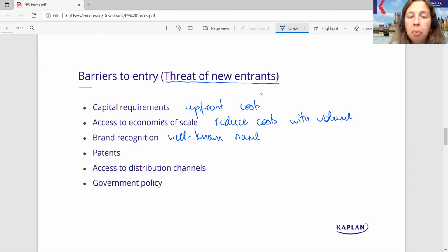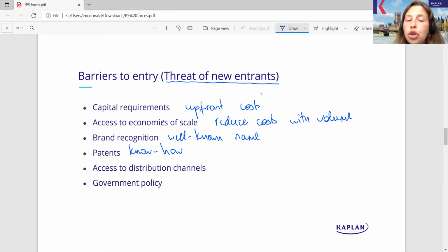Other barriers might be, for example, patents. If I have certain know-how that's exclusive to me, that will stop others from using my idea and therefore prevent competitors from producing a similar product or service.